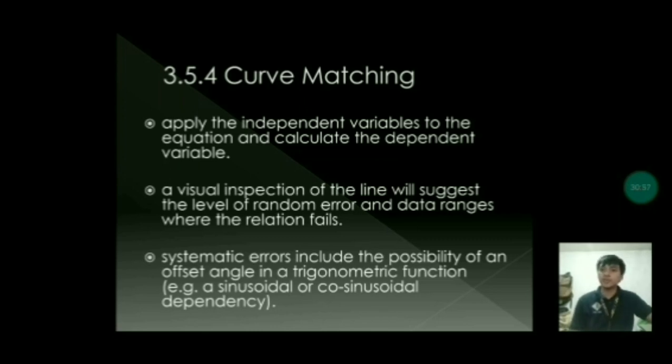This plot's linear regression analysis will determine whether the result is statistically significant. A visual inspection of the line will suggest the level of random error and the data ranges where the relation fails. Unfortunately, systematic errors might result in this method of analysis being inconclusive. Such systematic errors include the possibility of an offset angle in a trigonometric function, for example a sinusoidal or cosinusoidal dependency. So it becomes necessary to estimate the value of this offset so that the curve is matched with the least possible error.